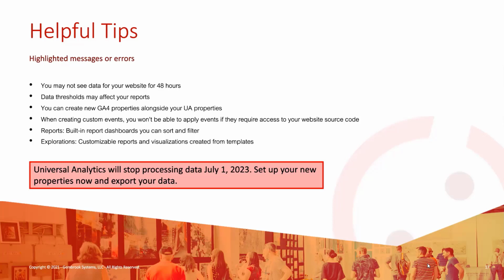Reports. Built-in report dashboards are things that you can sort and filter, and those explorations are going to be those customizable reports that you have available to you. You can build from scratch, or you can build from a template that's been made available. Universal Analytics, again, is going to stop processing your data July 1st, 2023.